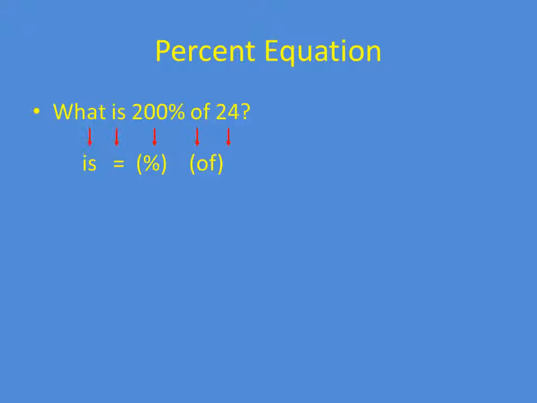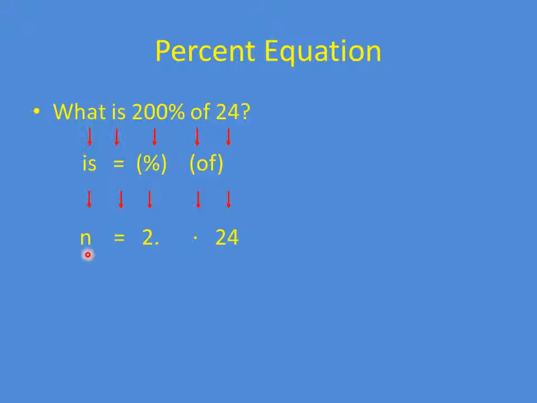But notice what happens with the 200% in this case. When I change 200% to a decimal, I'm still only going to move it once, twice to the left, and I end up with the whole number 2. And that's okay, because think about it. If you're more than 100% of something, it's going to be bigger than the original number. So everything gets brought down just like it did before.